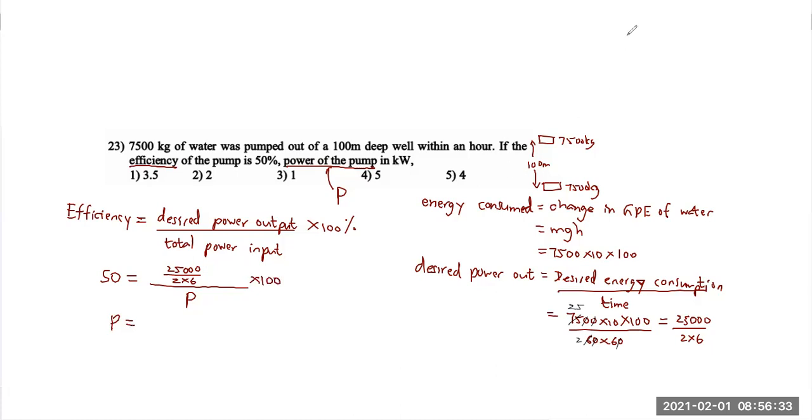Yeah, fine. Then 50 and 100 can be simplified. For 50, you can put 1 here. For 100, you can put 2 here. And there is 25,000 over 2 into 6, and this 2 also can be cancelled out. 100 divided by 2 is 50, so they cancel out. And finally, you end up with this equation: 25,000 divided by 6. That is the power. So that is actually 4.16.